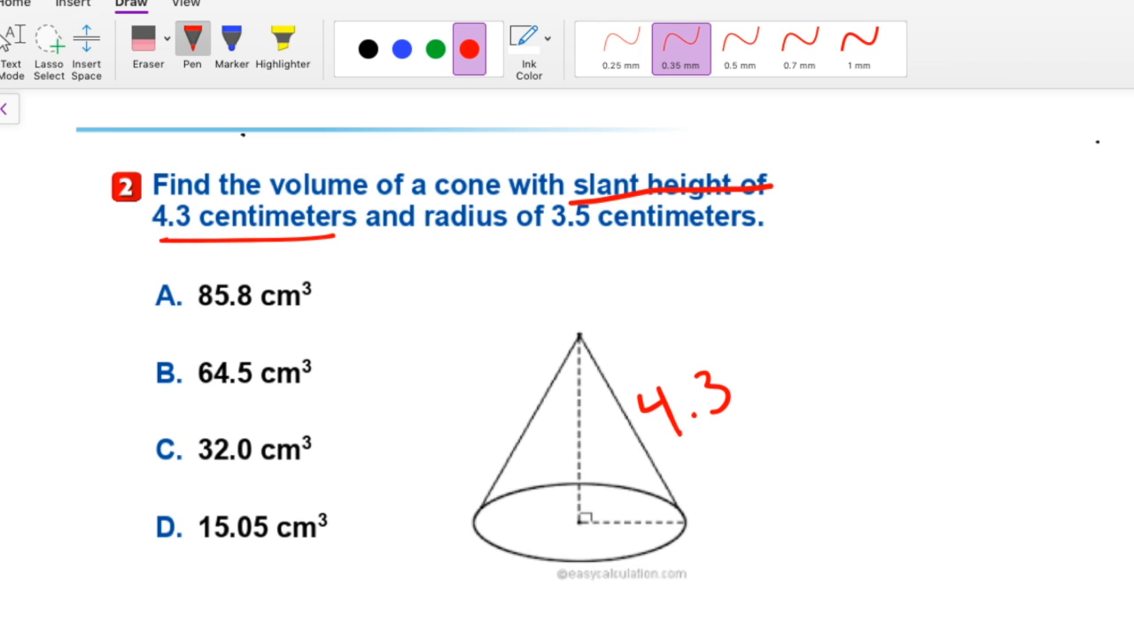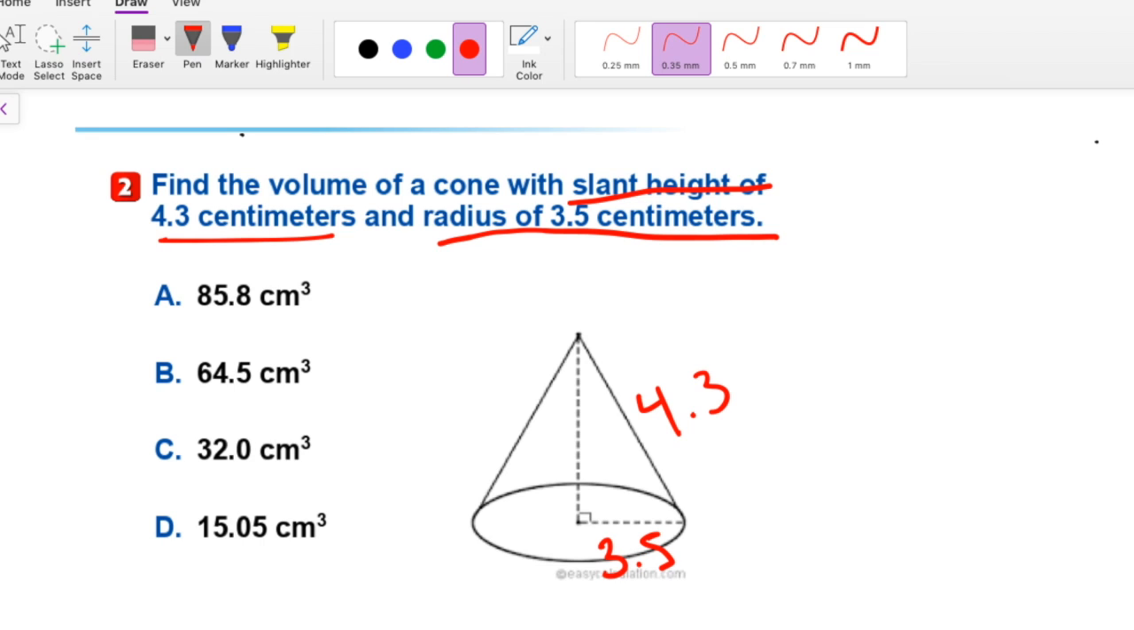And sure, technically you could put it here too, but I just chose to put it on the right side. I just figured I'd mention that in case somebody was wondering if you could put it on the left side. Okay, and then what else do we know? Radius of 3.5 centimeters. So where is our radius? Right over here. There we go. 3.5.